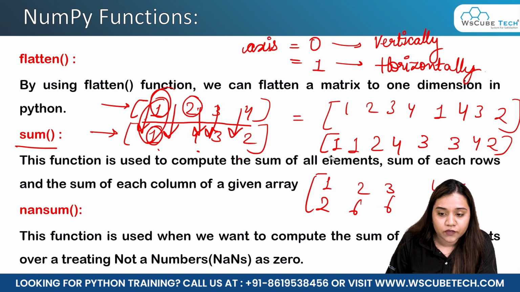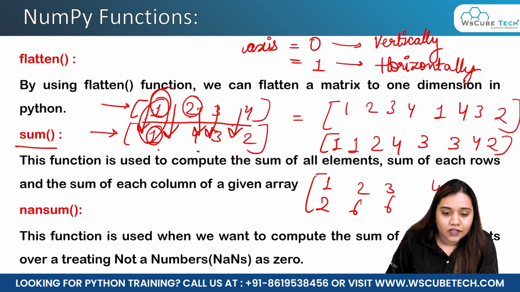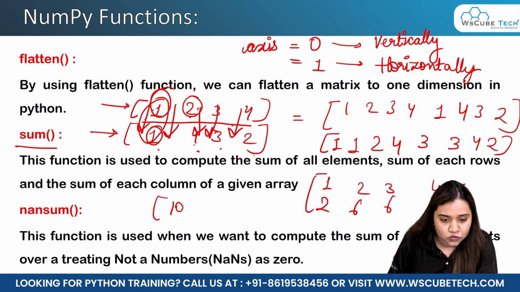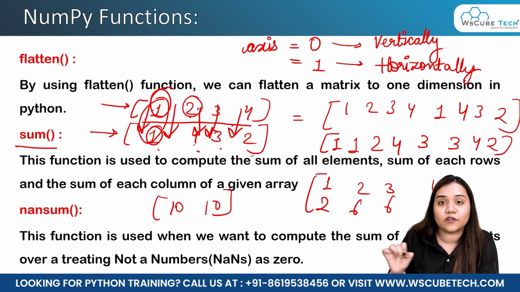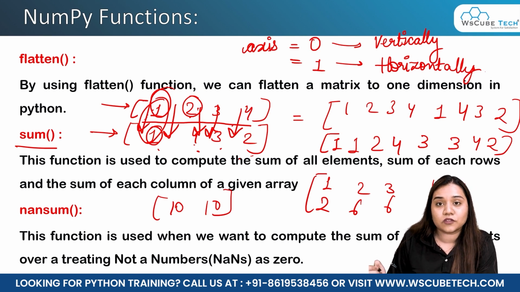And if I had given it horizontally, in that case it would add within each array. So 1, 2, 3, 4: 4 plus 3 is 7, plus 2 is 9, plus 1 is 10. So in that case it would give me the first element as 10, and the second element would be 4 plus 3 plus 2 plus 1, again 10. So this is how axis makes a difference. Axis 0 means we add vertically, and if you want to add horizontally, you use axis equals to 1.